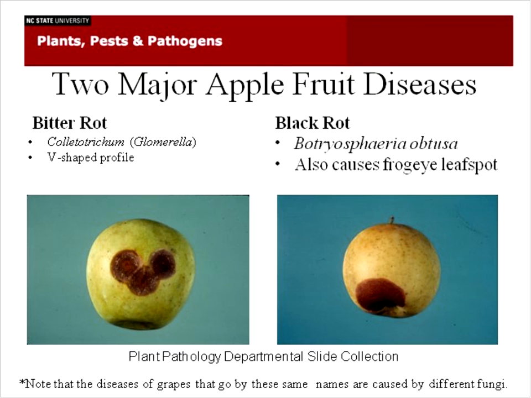Black rot, that particular fungus, is the same one that causes frog eye leaf spot. And in the case shown here, this may have been an infection that occurred on a sepal. It can occur very early in the development of the flower, and it then can infect the fruit from there. Please be aware that the diseases called bitter rot and black rot in apple are not caused by the same fungi that cause diseases of those names in grape.